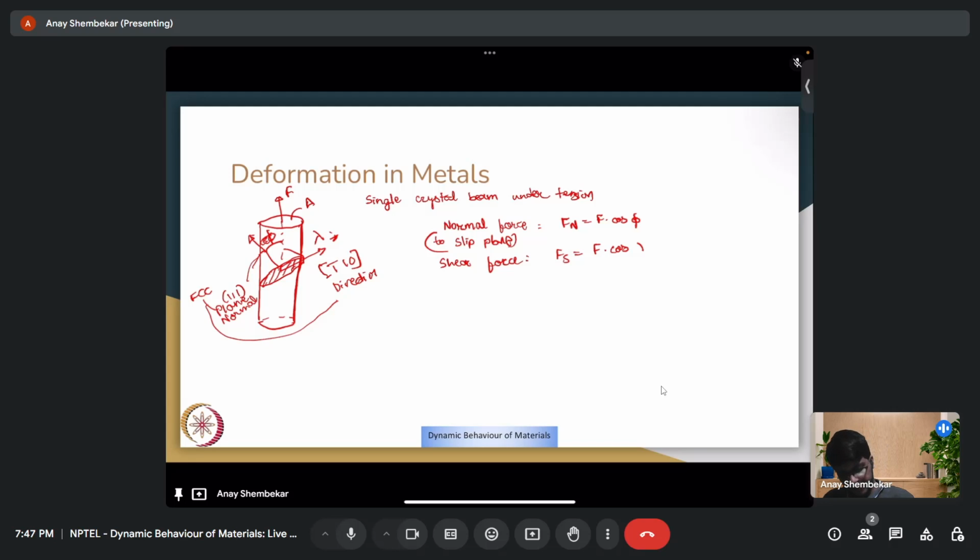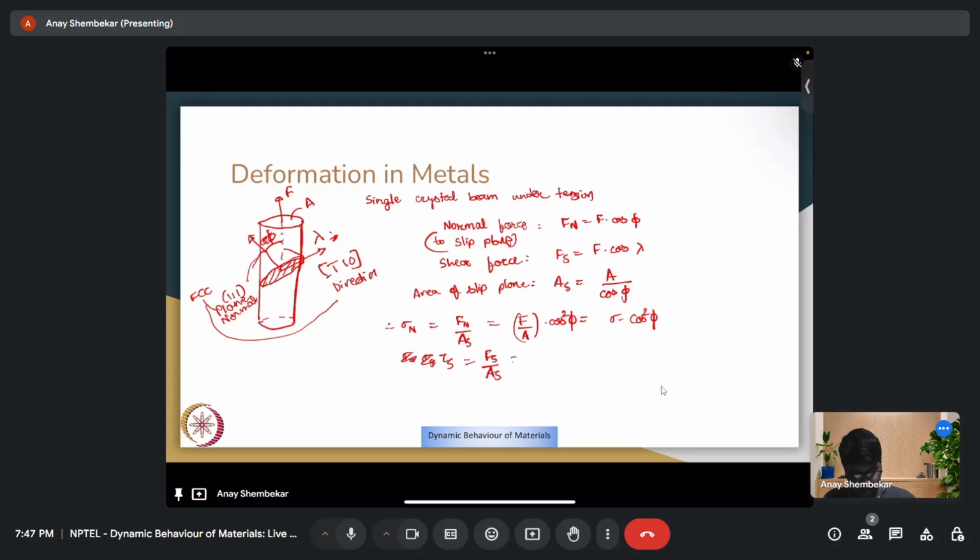This is what we get as the shear force, and the area of the slip plane As is equal to A by cos phi. Again, it is simple geometry and trigonometry that we are using. Therefore, the normal stress on the slip plane is Fn by As, which is F by A cos squared phi, which is sigma cos squared phi, where sigma is the applied stress. The shear stress tau is Fs by As, which is sigma cos phi cos lambda. This cos phi cos lambda is called the Schmidt factor.